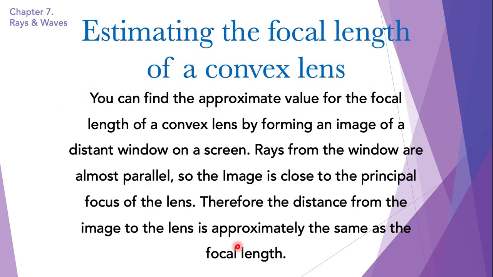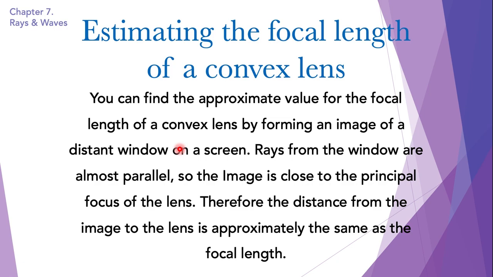Estimating the focal length of a convex lens. So you can find the approximate value for the focal length of a convex lens by forming an image of a distant window on a screen or any other distant bright object. So rays from the window are almost parallel. So the image is close to the principal focus of the lens. Therefore, the distance from the image to the lens is approximately the same as the focal length. So this is how we estimate the focal length of a convex lens. It's just as simple as I just described it.